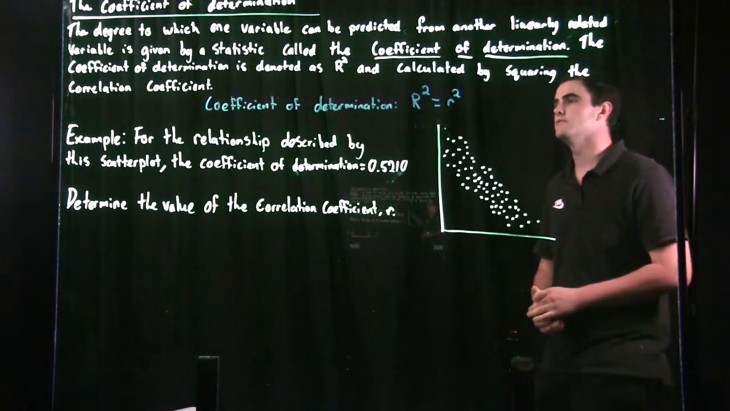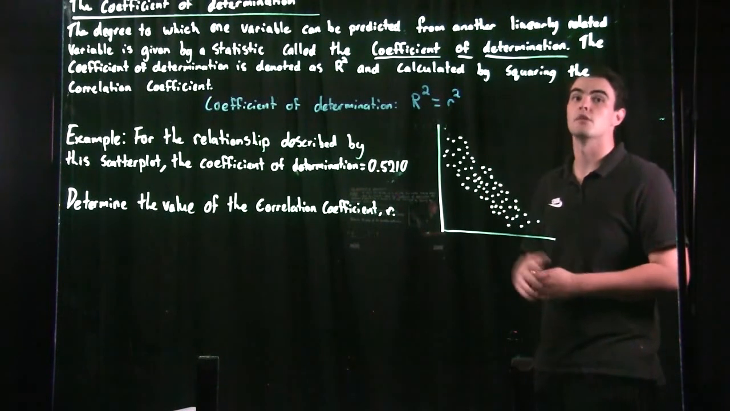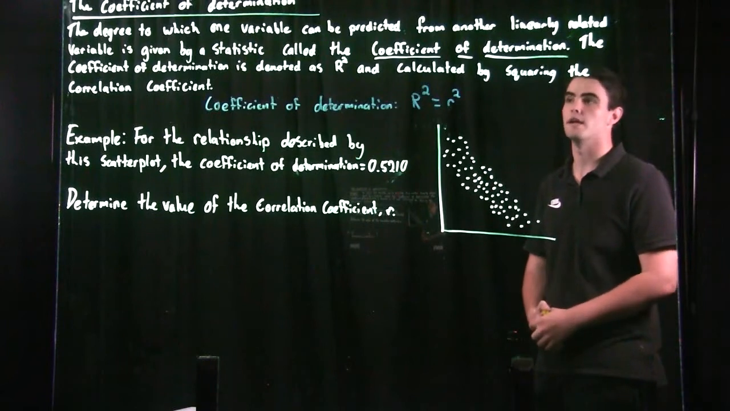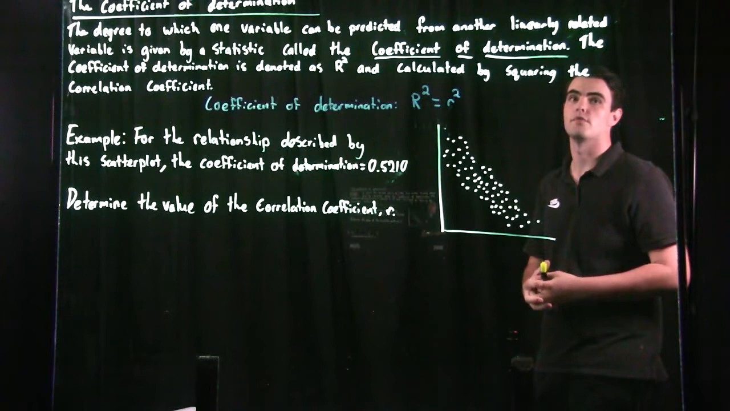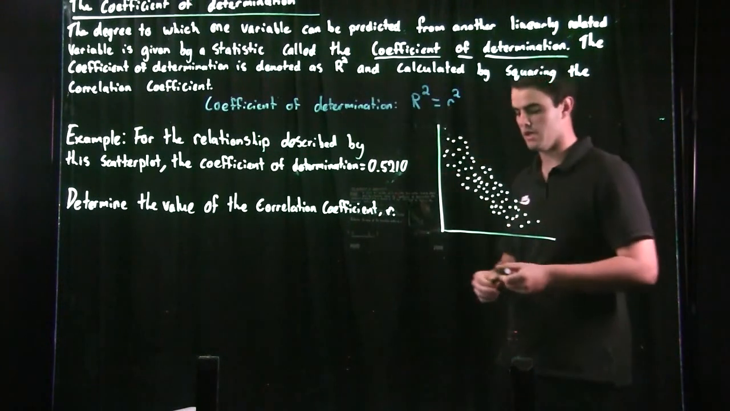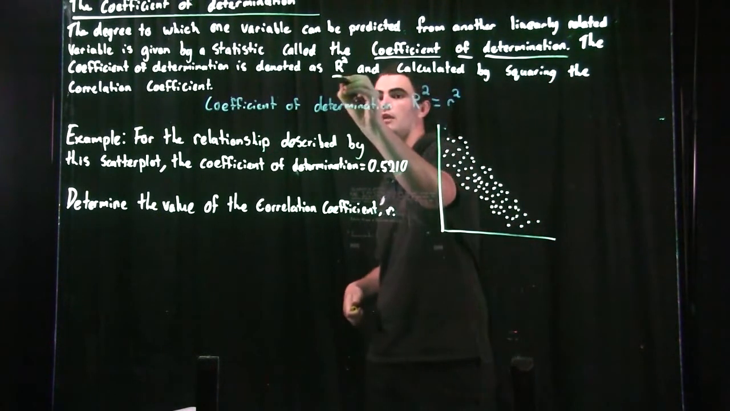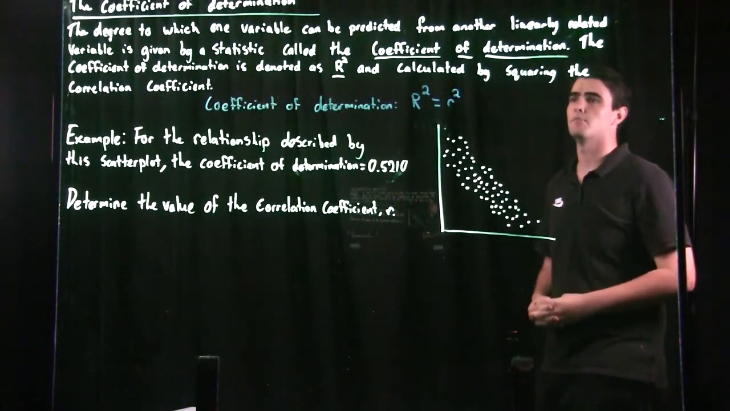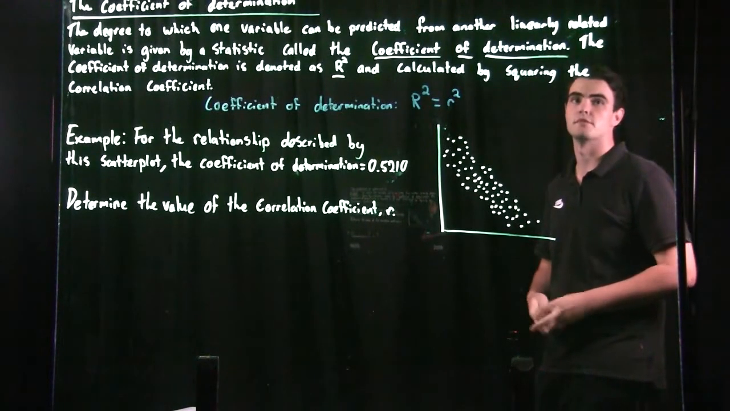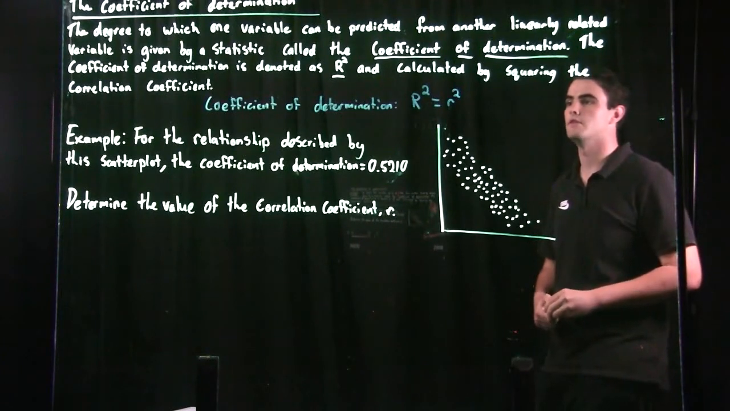The coefficient of determination is denoted as uppercase R squared. This is really important so that we know how to write it. I'll even underline that so we can clearly see it. It is calculated by squaring the correlation coefficient, which is what we've been talking about in the last couple of videos.